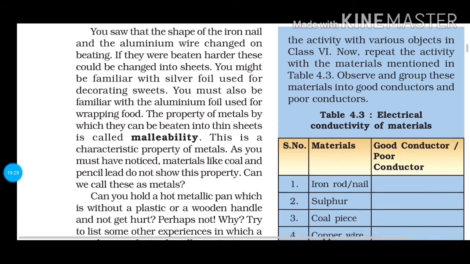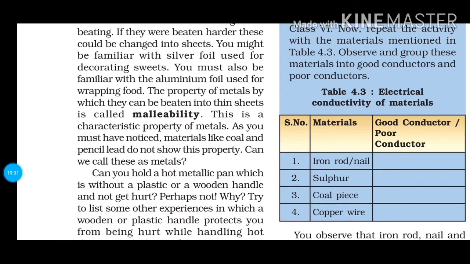The property of the metals by which they can be beaten into the thin sheet is called malleability. So how can you define this property, malleability? In other words, you can say that the property which allows the metals to be hammered into the thin sheets or foils is called malleability. ठीक है, इसको हम क्या बोलते हैं? Malleability बोलते हैं. This is a characteristic property of metals.